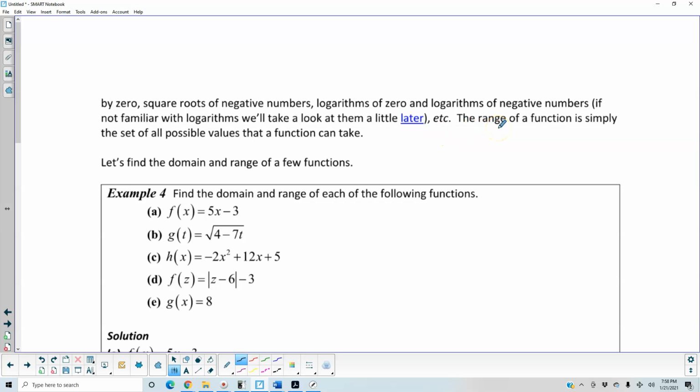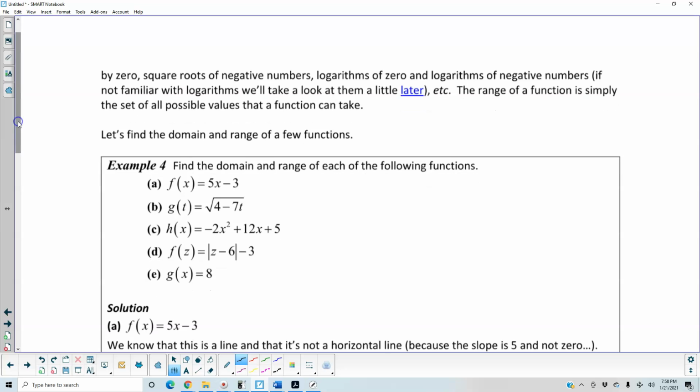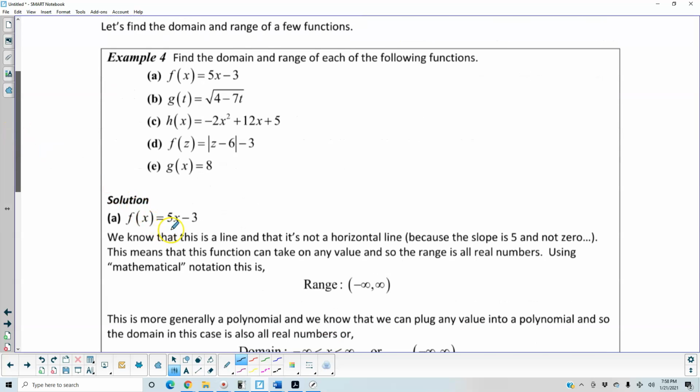The range of a function is simply the set of all possible values that a function can take. Let's find the domain and range of a few functions. So for example 4, we're going to find the domain and range of each of the following functions. For part A, f of x is equal to 5x minus 3.